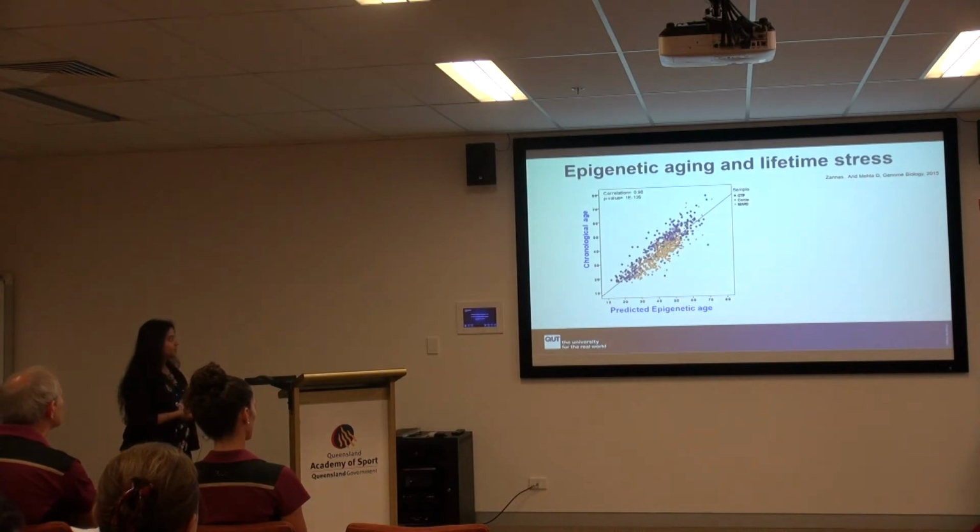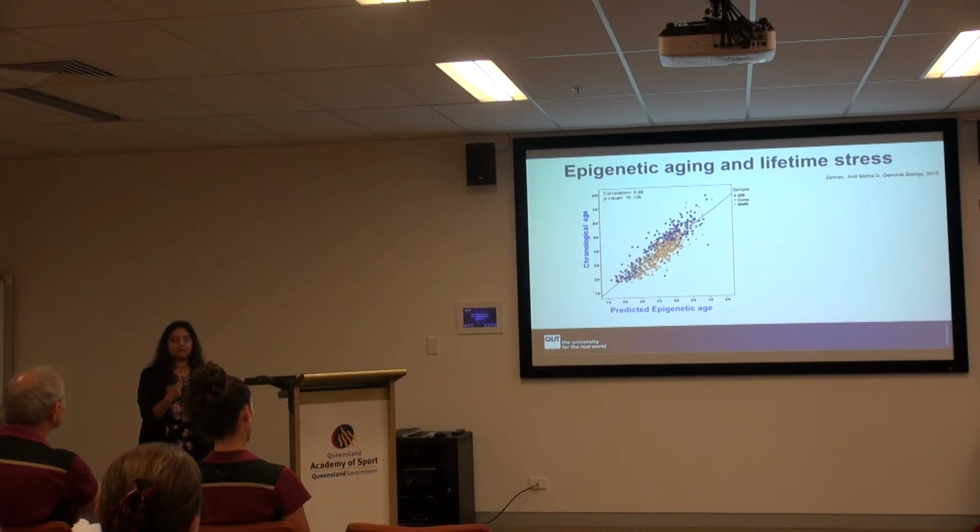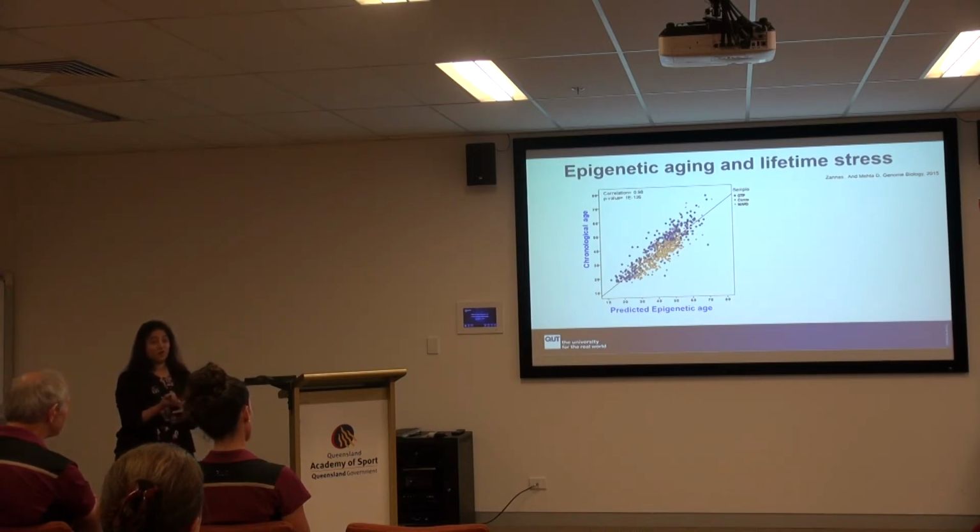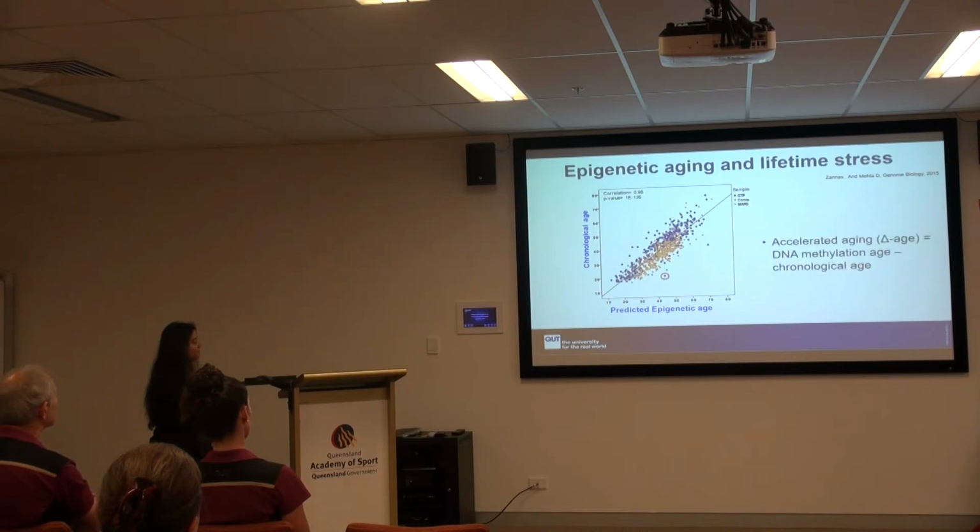This is a study we did together with my collaborators in Germany, and this is a plot of chronological age and your predicted epigenetic age. So if I ask you how old are you, that's your true or chronological age. And if I take your biological sample and do this prediction, then I can tell you what your epigenetic age is. As you can see, there's a very high correlation. In general, most people's true age and predicted epigenetic age are quite highly correlated. But you see a lot of outliers.